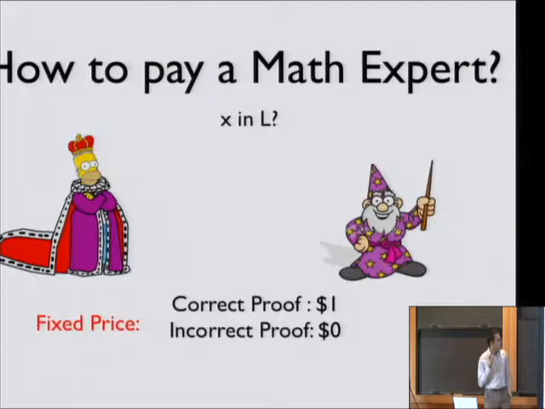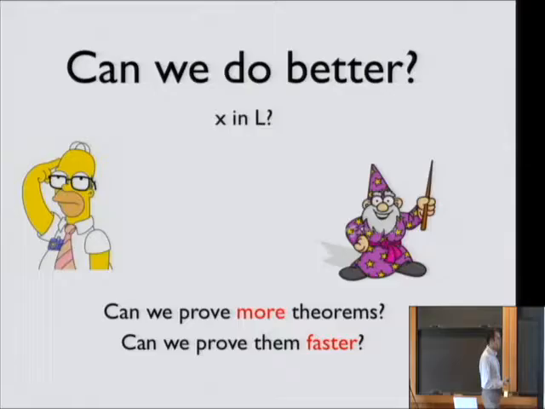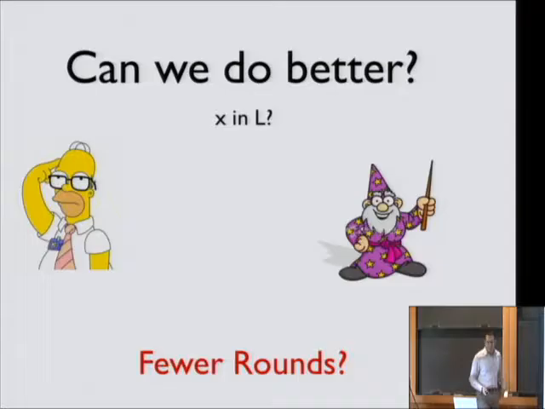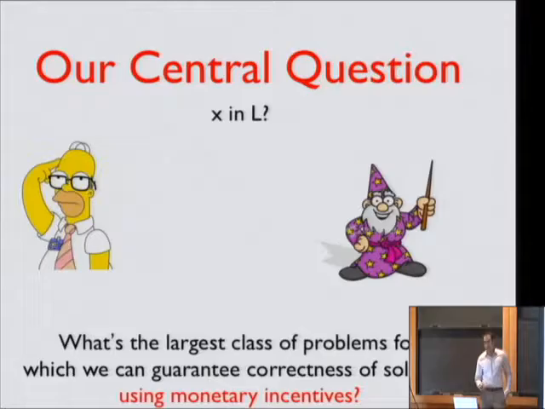Now, in this setting, Merlin only cared about money, and Arthur had an idea. He asked himself, now that I only need to pay Merlin, and he'll be happy as long as I pay him, can I use this to prove more theorems, and can I prove them faster? Can I leverage Merlin's rationality in order to do better? In particular, because he was very tired of having to interact with Merlin polynomially many times and do all these computations with polynomials over finite fields, he asked, can we do fewer rounds? So the central question in this talk is going to be, what's the largest class of problems for which we can guarantee the correctness of the solution to the problem using monetary incentives?